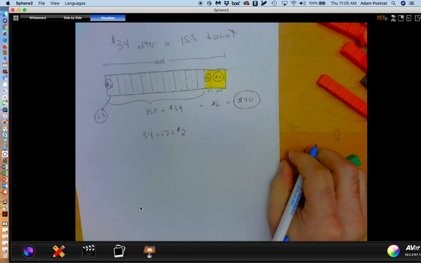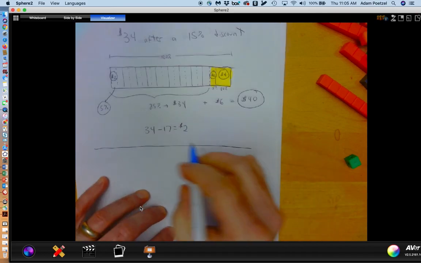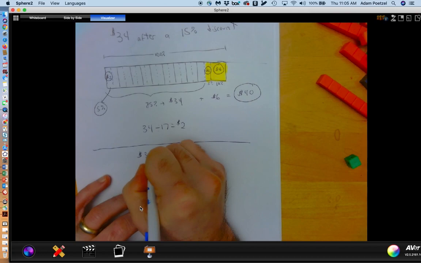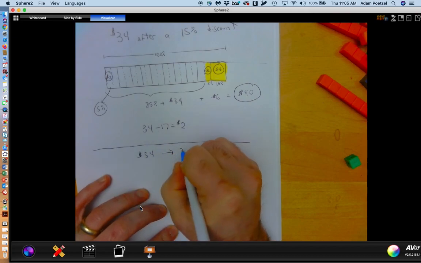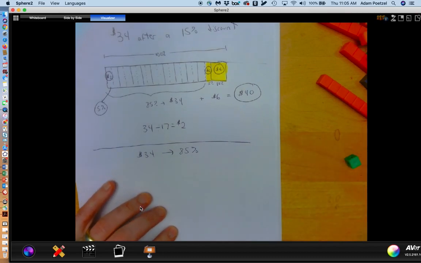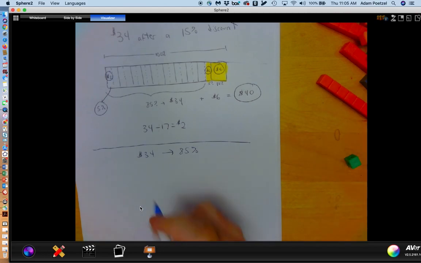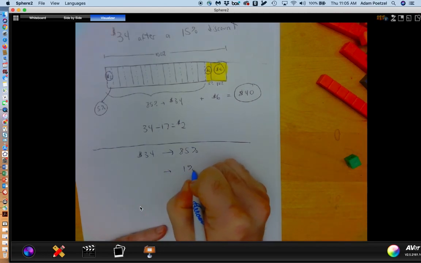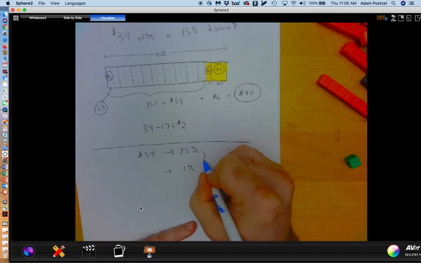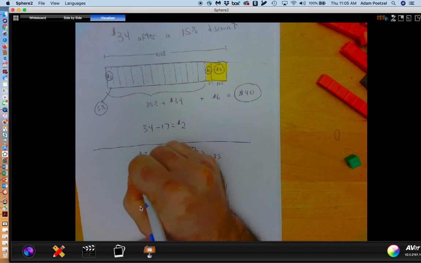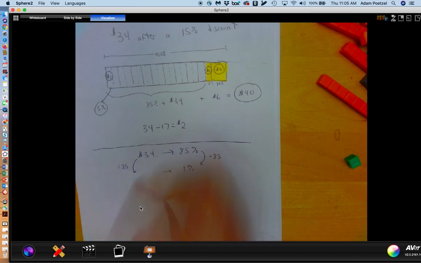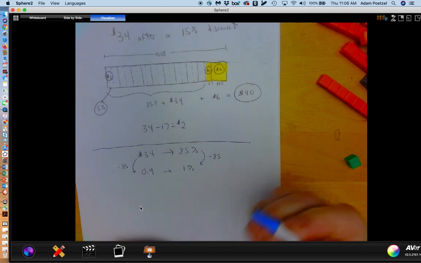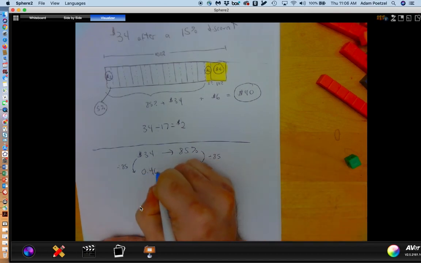Looking at that, right? And if we wanted to look at that 1% strategy, we would know that when you paid $34, that means that you paid 85% of the original price. So if we were to use a 1% strategy, we'd want to figure out what 1% of the original price was. So to get from there to there, we would have to divide by 85. So over here, we would have to divide by 85 as well. And when we do that, we get 4/10 or 40 cents. 40 cents would be 1%.